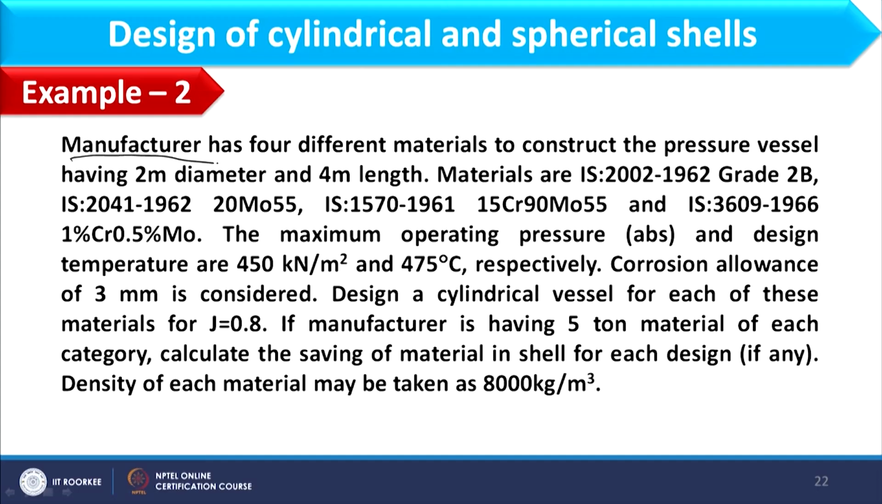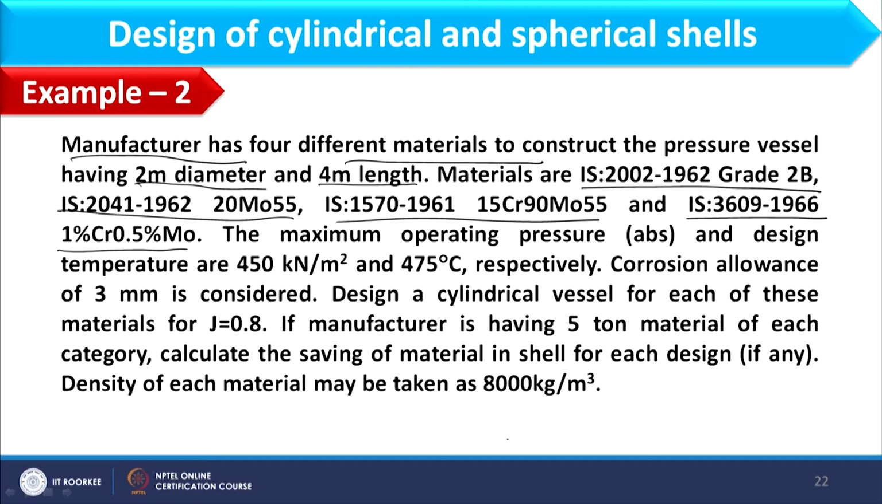Further we will discuss example 2 for better understanding, and in this example the manufacturer has 4 different materials to construct a pressure vessel having 2 meter diameter and 4 meter length. As diameter and length are defined, we can consider this as a cylindrical shell. Materials are IS 2002-1962 grade 2B, this is another material, this is another material, and the fourth material is this.